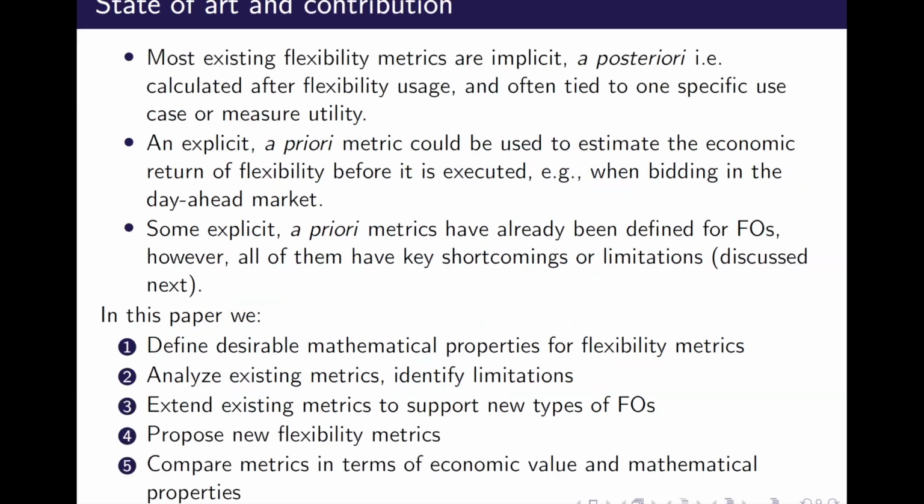The state of the art is as follows. Most flexibility metrics are a posteriori. Basically, after you have utilized flexibility, after you have scheduled specific schedules and use cases, after you have received perhaps some remuneration, then most people calculate what is the utility of flexibility. But a priori measurement of flexibility, having some sort of metric of, okay, we have a flex offer, we have some flexibility, how could that map to some sort of potential utility, has been mostly unexplored.